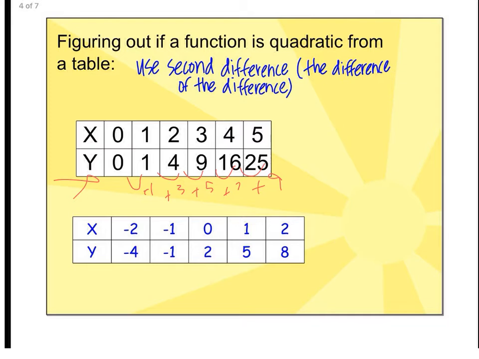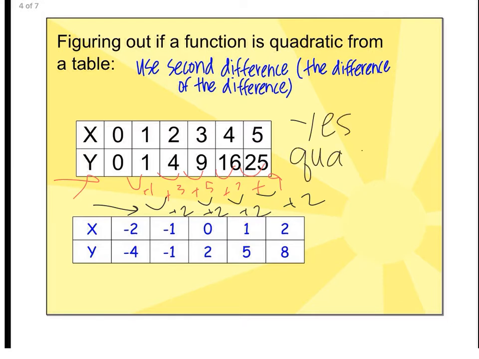So I have to do this one more time to get my second differences. Between 1 and 3, that's adding 2. Between 3 and 5 is adding 2. Between 5 and 7 is adding 2. And between 7 and 9 is also adding 2. So my second differences in black are all equal. So that means yes, this one is quadratic.